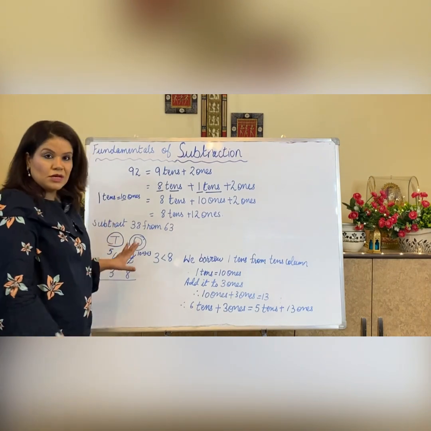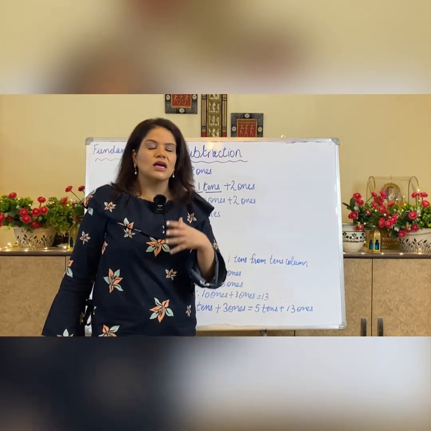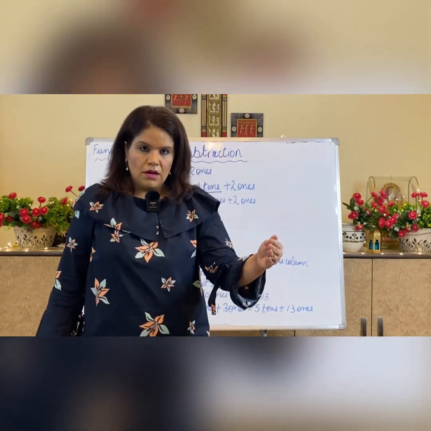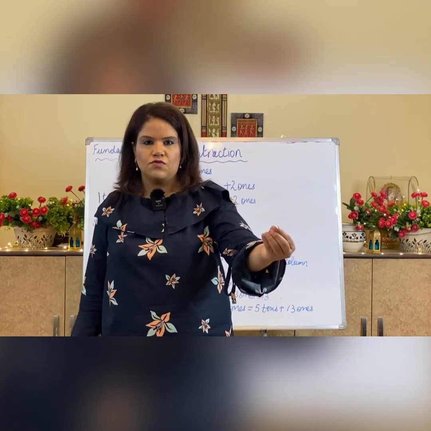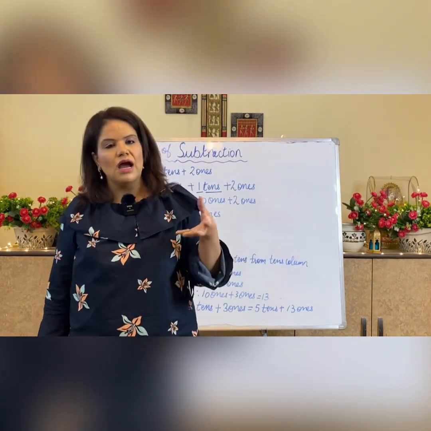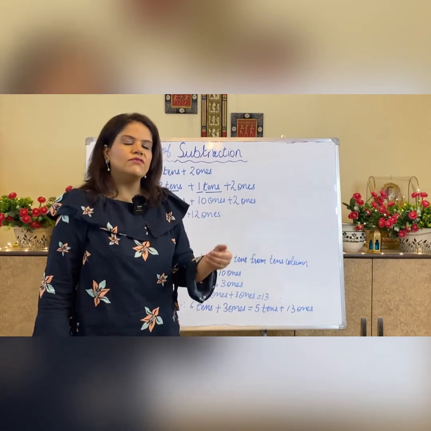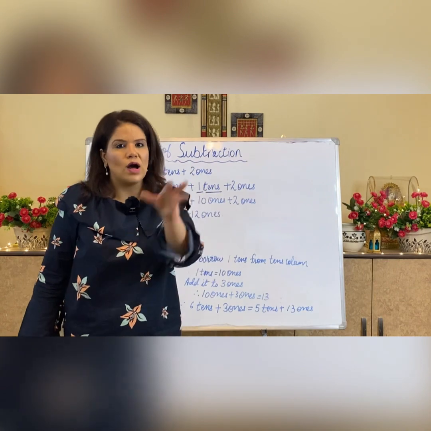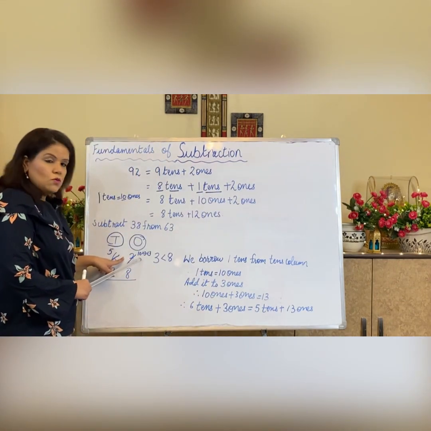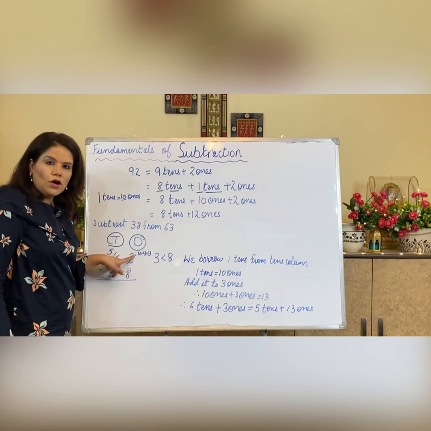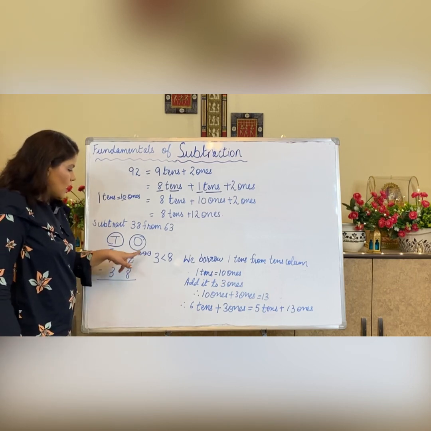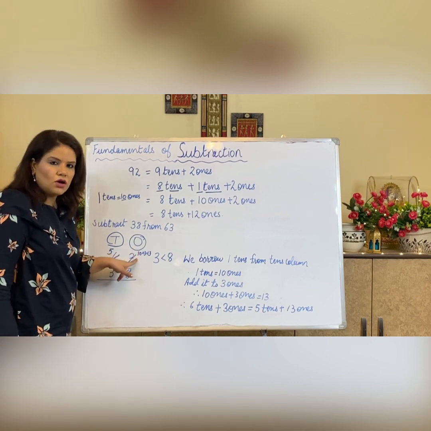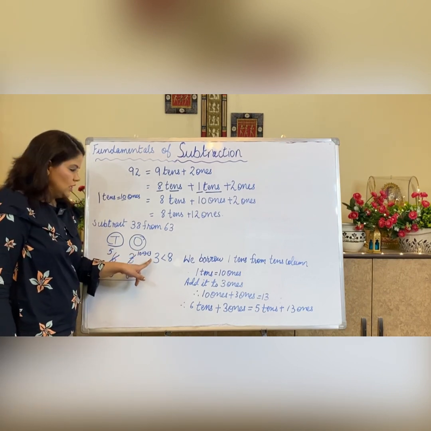Clear? Again I am explaining. If I am taking 1 tens from the tens family towards the ones family, when I shift it to the ones family, that 1 tens will become equal to 10 ones. Since it has become 10 ones, we are adding that to the ones already present here. So that will become 10, which has shifted here, plus this number which was already there. So this will become 13 ones.